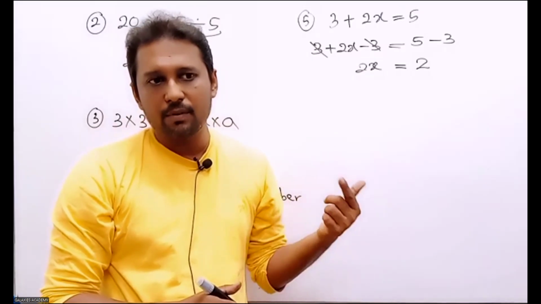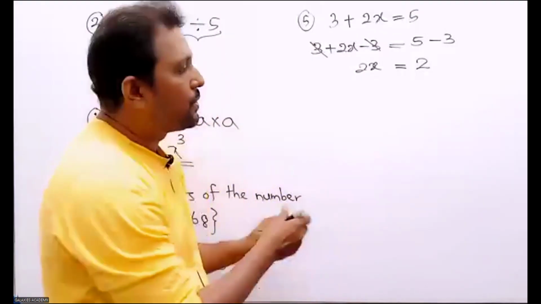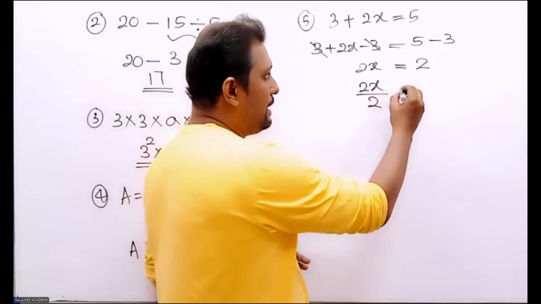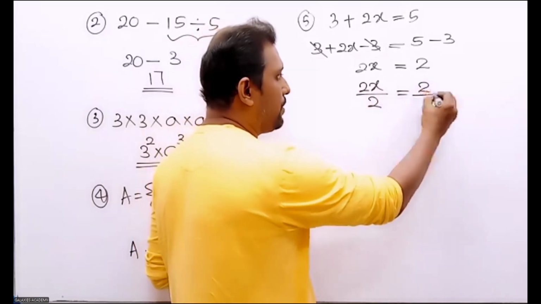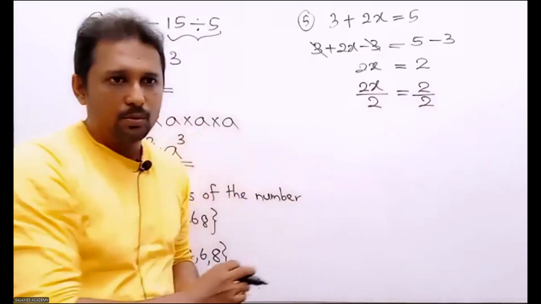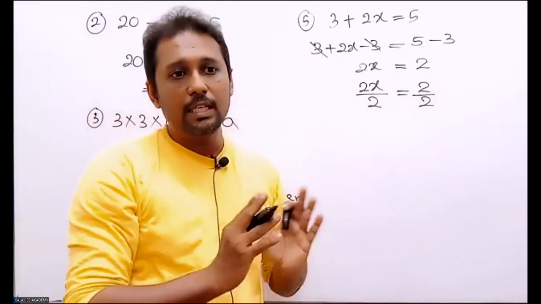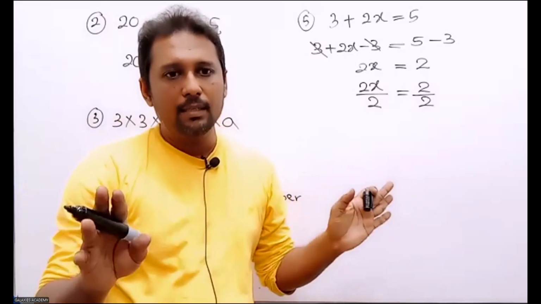Opposite operation what? Division. So this side you have to divide by 2. To balance the equation, on the other side also you have to divide by 2. Right? Same thing you have to do for both sides of the equal sign. Then you can get the balance again.